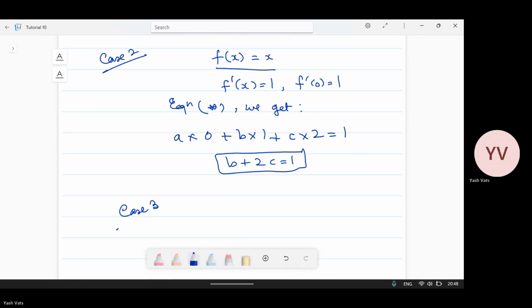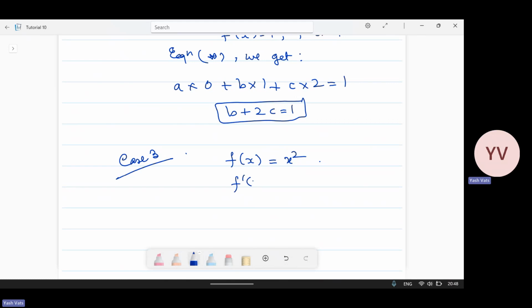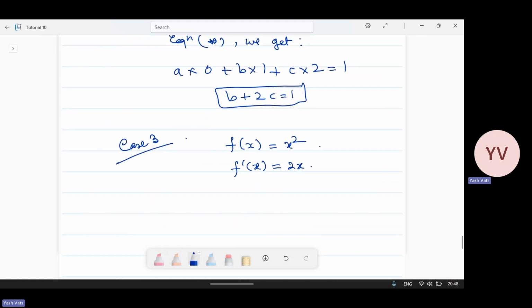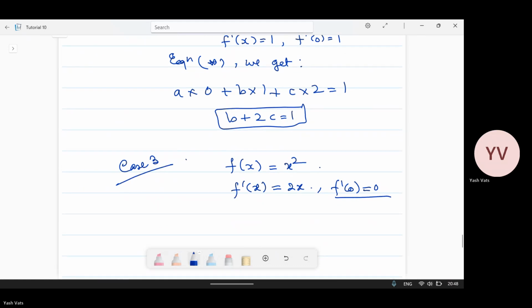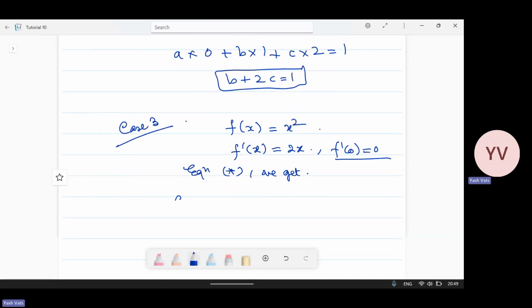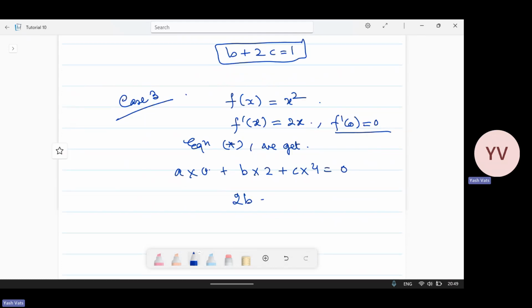Case 3, f(x) is x squared. So you get f prime x is 2x. Then you get f prime 0 is 0. Equation star gives a into 0 plus b into 2 plus c into 4 is equal to 0. So 2b plus 4c is 0.